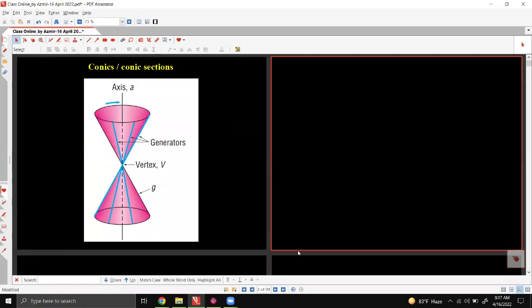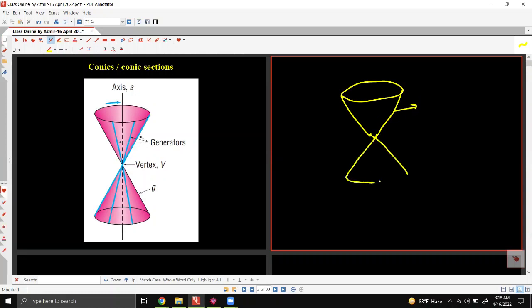So hello everyone. Today we are going to discuss conic sections. We have a double nappe cone. Let's say we have a cone here. This is known as the upper nappe and the lower part is known as the lower nappe. So we can say that this is the double nappe cone.